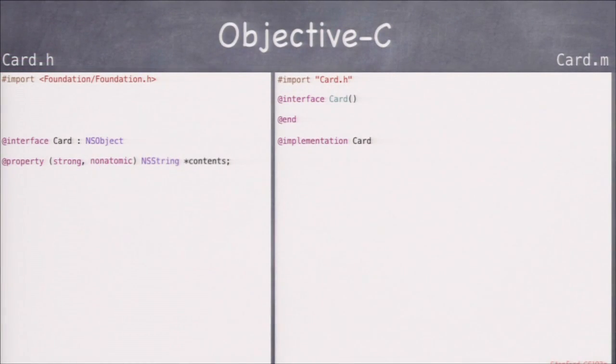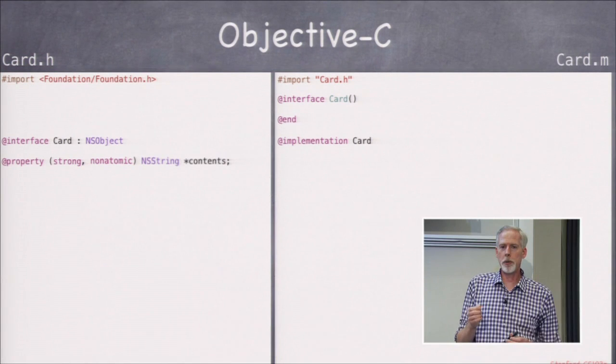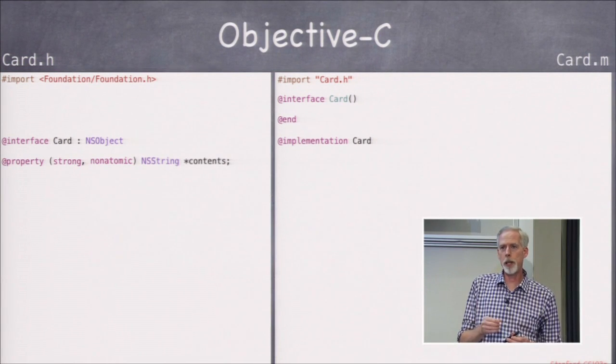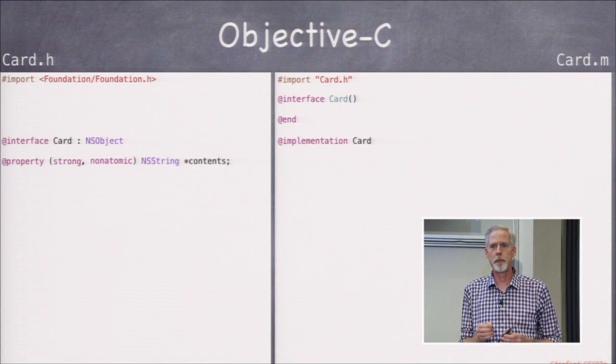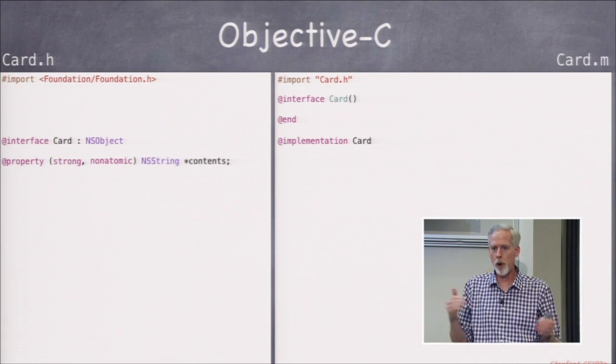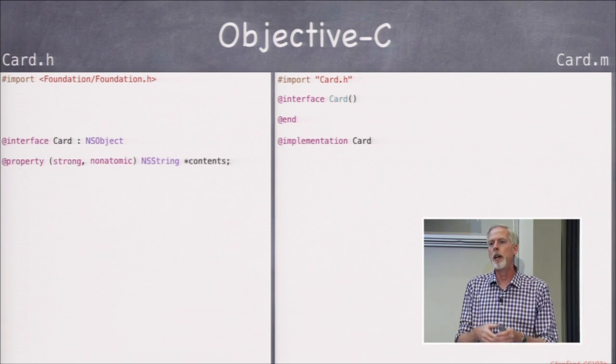You only wanted to point to that thing as long as someone else does. Okay? So that's the strong versus weak. The other thing we're going to put in this little parentheses is non-atomic. Non-atomic means calling this setter and getter that go along with this property is not thread safe. So you can't have two threads trying to set this property at the same time.